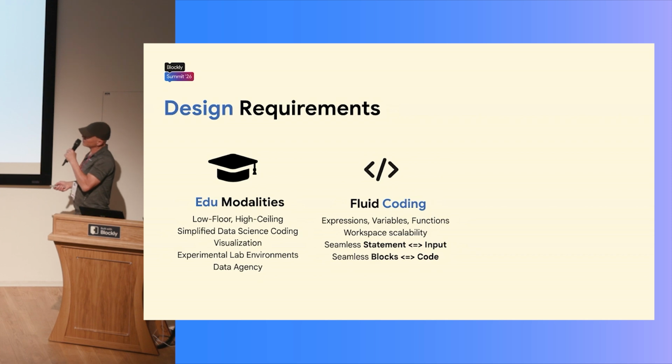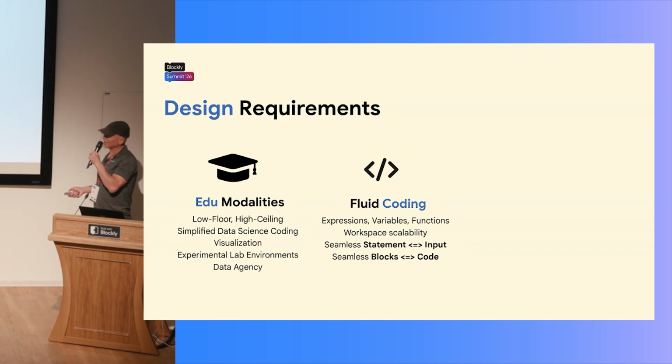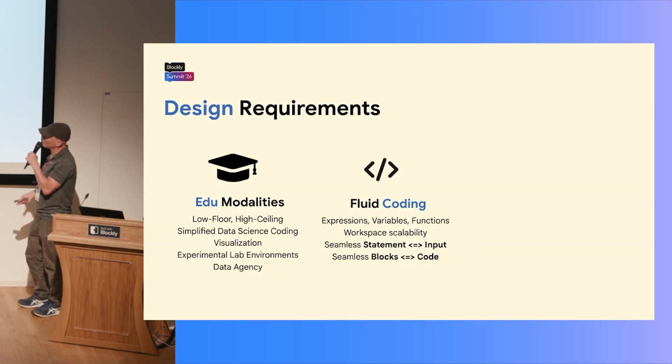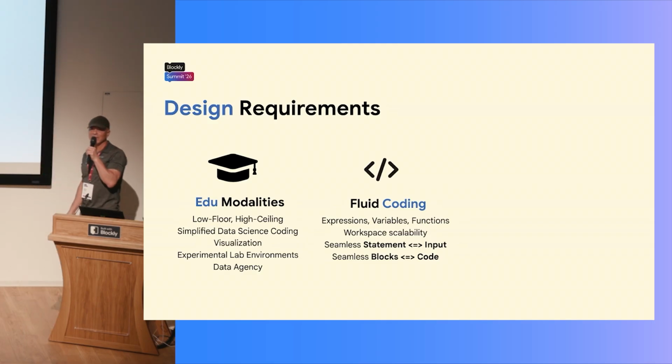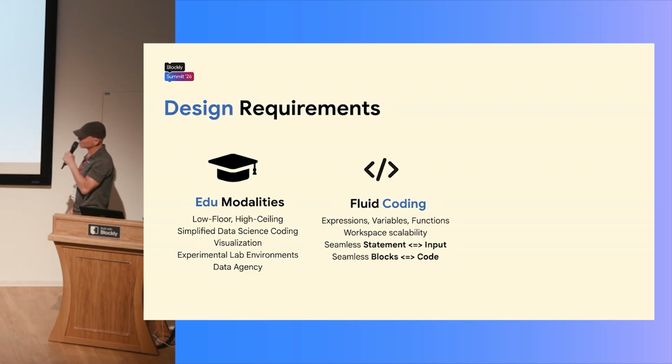The next important thing was fluid coding, because these were college students and high school students. So expressions, variables, functions all need to be smoothly edited. Workspace needs to be scalable. If you want a notebook, that means that every cell has its own workspace. We wanted a seamless statement input.